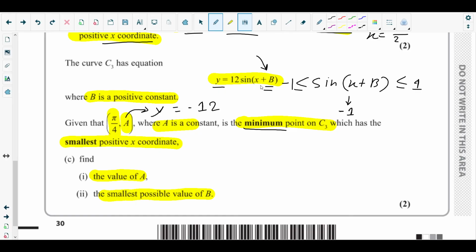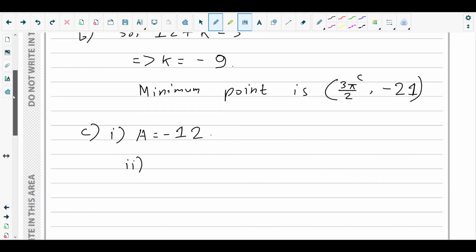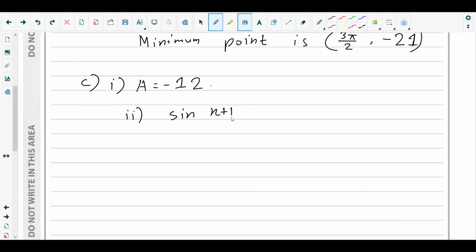Okay, so we already know the x coordinate of the minimum point on C3, right? This is the x coordinate, which is pi over 4, right? Now what we considered is that the minimum point on C3 will be found when sine of x plus b is equal to negative 1, right? Then we will get the minimum point on C3.